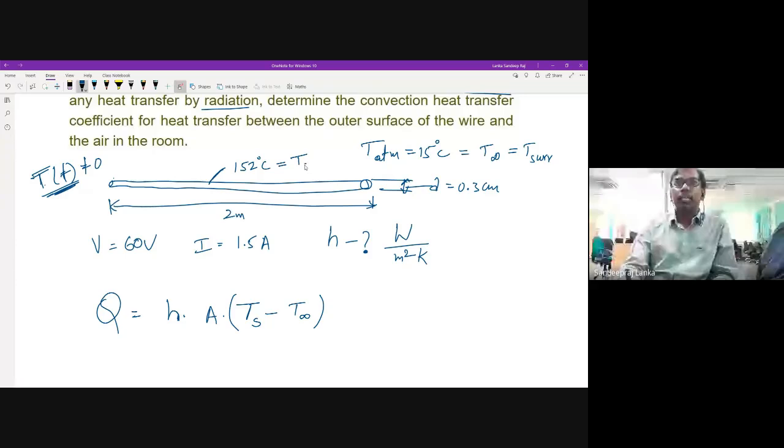So this is your T, yes. Now, what is your Q? Q is nothing but V into I. So here I'll write 60 into 1.5 is equal to h into the area. When I take the area here, it is not pi by 4 d square. It is the whole area. When I take the whole area, what is the formula? Pi d l. Okay, you will have two areas here.